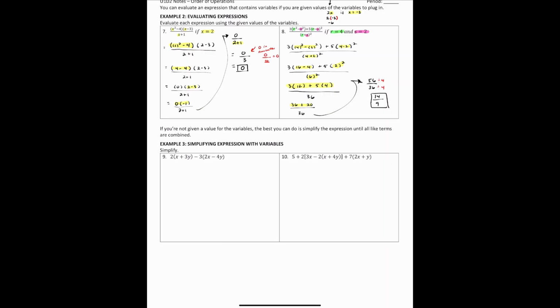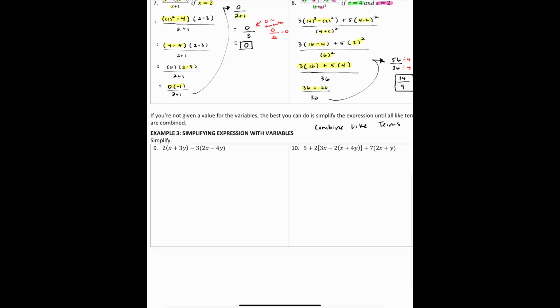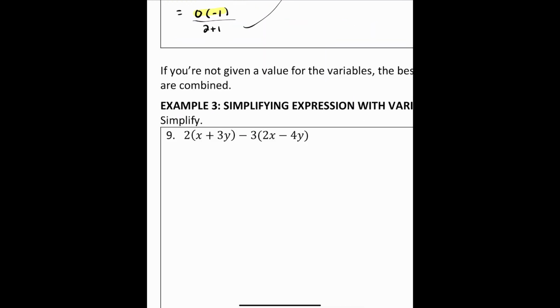Now, for the last 2 problems for today, if you're not given a value for the variables, the best you can do is simplify the expression until all like terms are combined. So what this is telling you to do is to combine like terms. So let's take a look at number 9. We have 2 times the quantity of x plus 3y minus 3 times the quantity of 2x minus 4y.